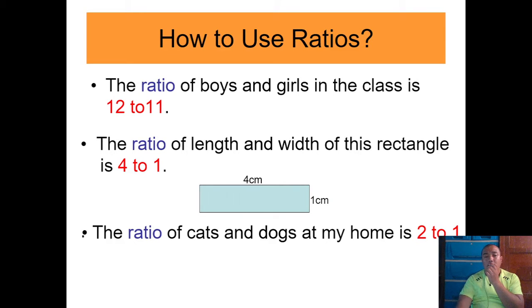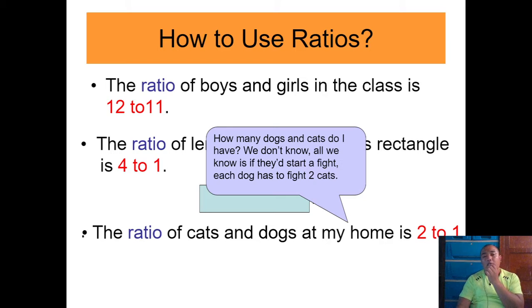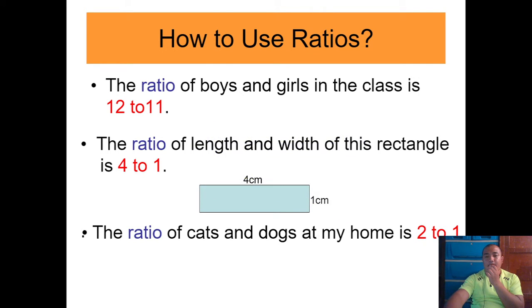The ratio of cats and dogs at my home is 2 to 1. How many dogs and cats do I have? We don't know. All we know is if they start a fight, each dog has to fight 2 cats. Okay, that was a joke.